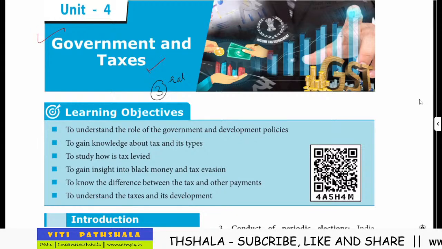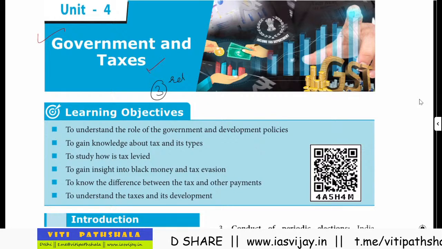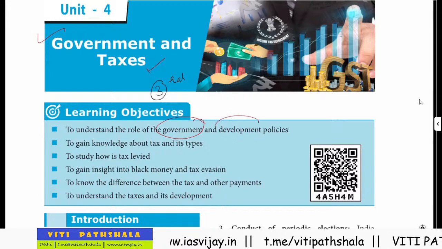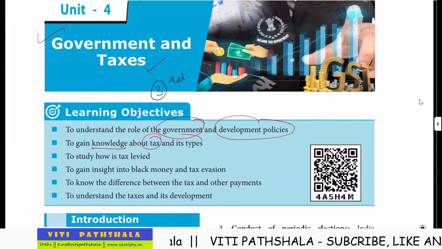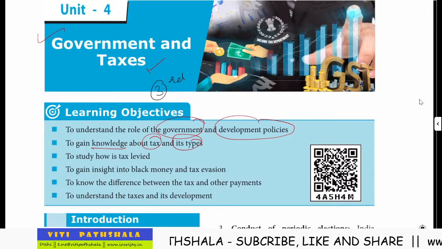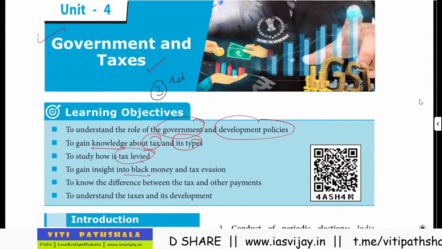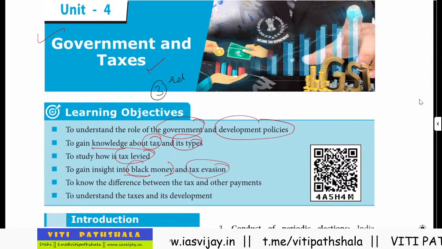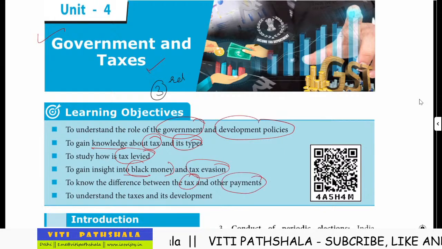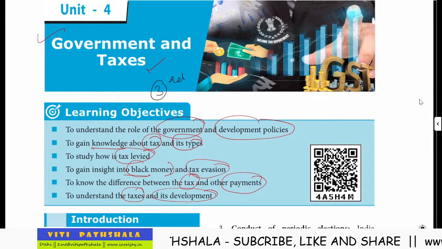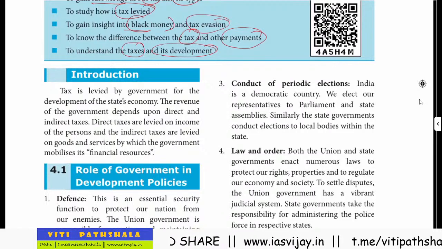Now what would be our learning objective? Our learning objective would be the role of the government and the development policies. To gain knowledge about tax and its types, to study how tax is levied, to gain an insight into black money and tax evasion, to know the difference between tax and other payments, and then to understand taxes and development. So these are the topics we will cover. Now let's start with the introduction.